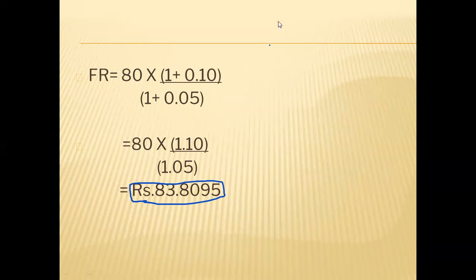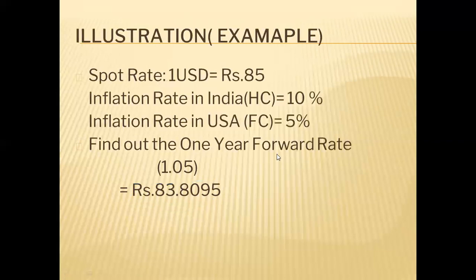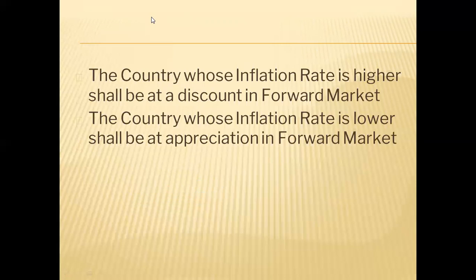So we will get that the exchange rate is 83.8095, applying this theory, that is the purchasing power parity theory. Now come to the rule which purchasing power parity theory is giving. The country whose inflation is higher will be at a discount in the forward market, and the country whose inflation is lower, its currency will appreciate in the forward market. Same rule as the interest rate parity theory.